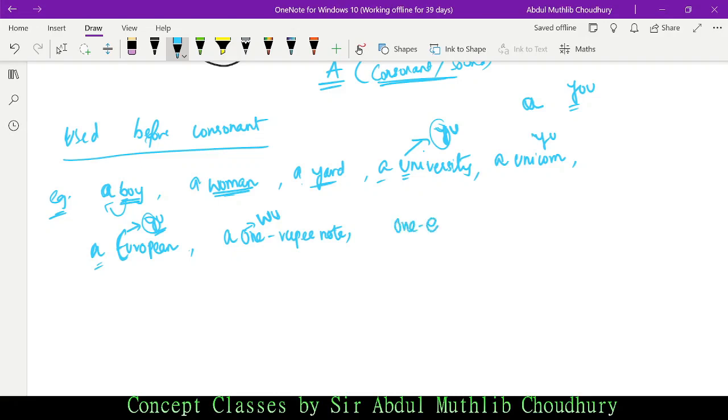One-eyed man, suppose a pirate. Okay, one-eyed man, so we again use 'a'. Why? Because 'one', 'wa', 'w'. Thus we are using 'a'. I hope the concept is clear.